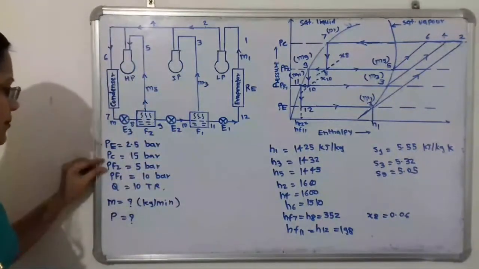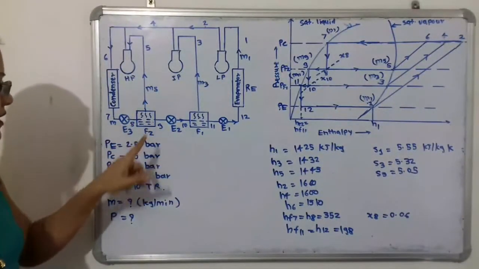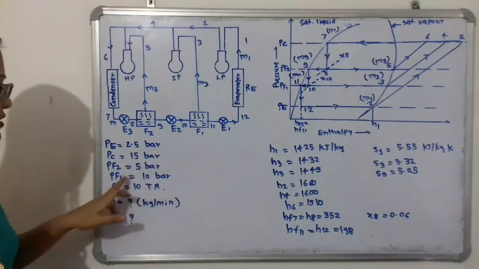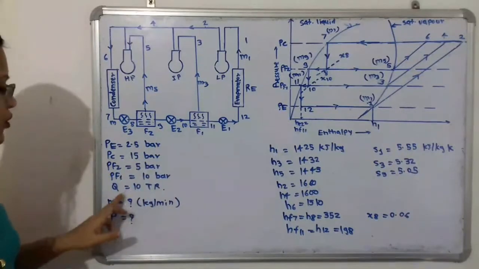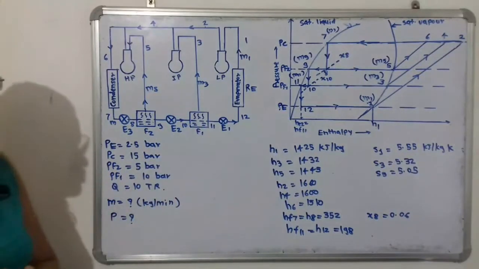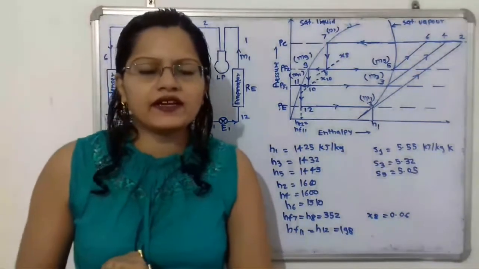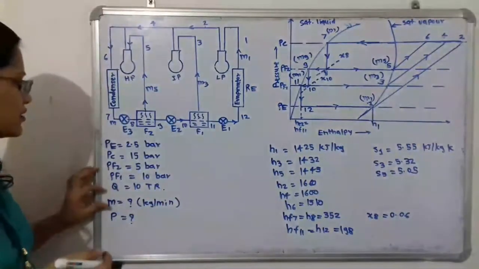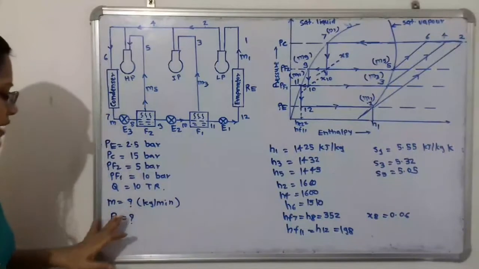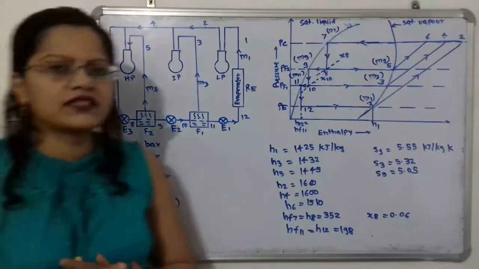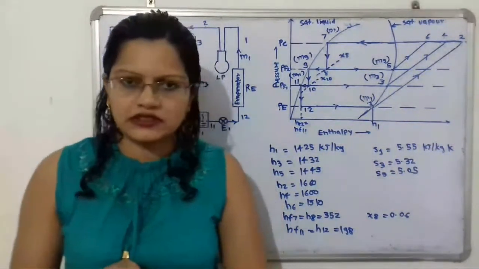So for the flash chambers, F2 is at 5 bar and F1 is at 10 bar, and the load on the evaporator, Q, that is 10 TR, is also given. We have to find out the mass of refrigerant passing through the condenser, as well as the power required to drive the system.